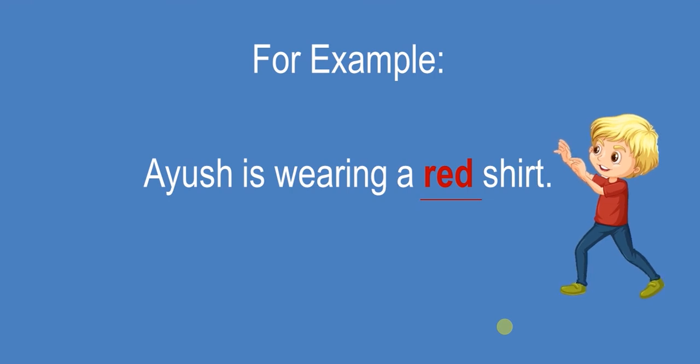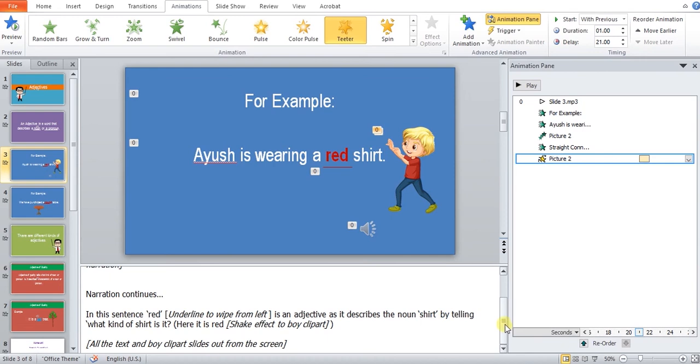So now everything is synced to the audio, and the last point on the script says all the text and boy clip art slide out from the screen. So once all this is there, all the objects and the text should disappear from the screen before moving to the next screen. Again, you will notice that we have already included several animations to the text and the boy here. If you want to add an additional effect to this, we always need to go to add animation, right?